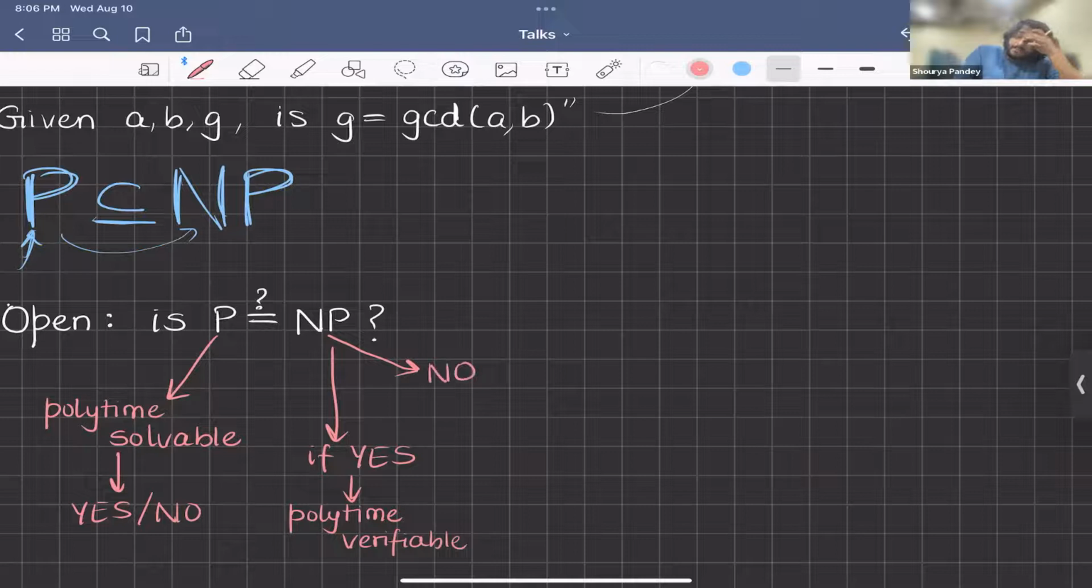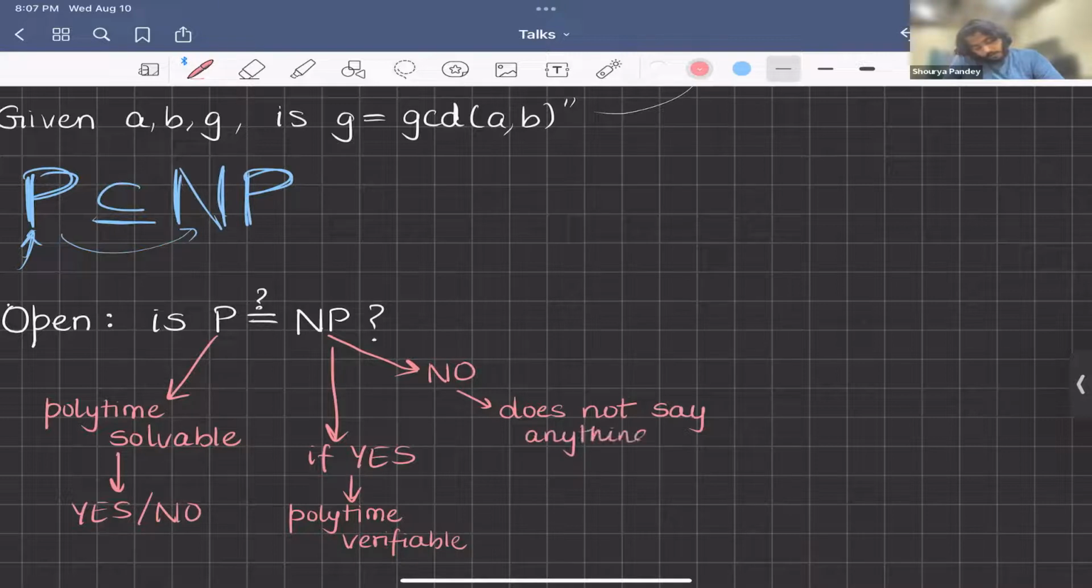Fortunately, if the answer is no, then NP does not exactly help them, right? So it does not say anything about this. It seems so particular that NP only talks about problems that are verifiable in polynomial time, while P talks about problems that are completely solvable in polynomial time.